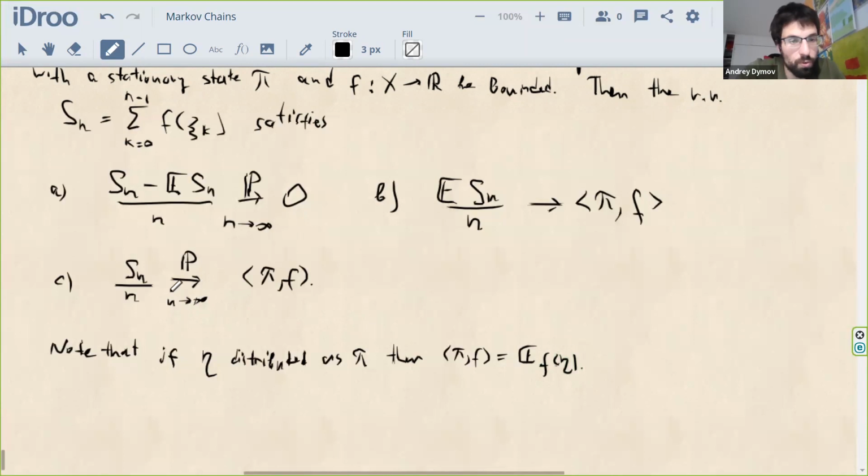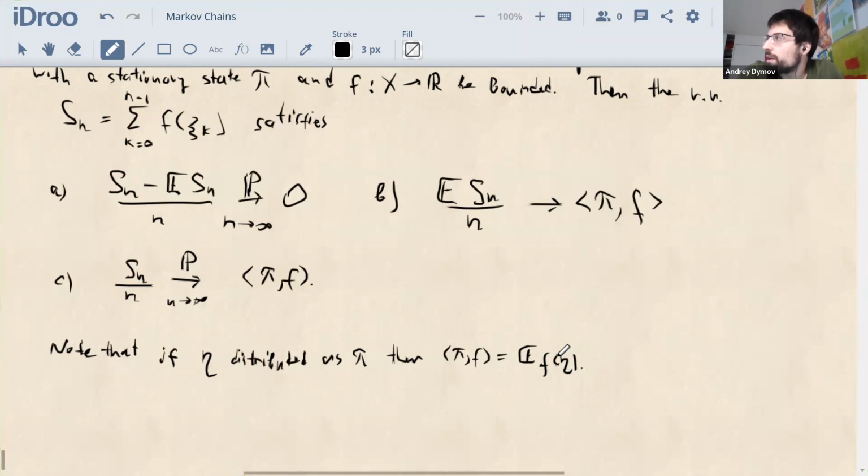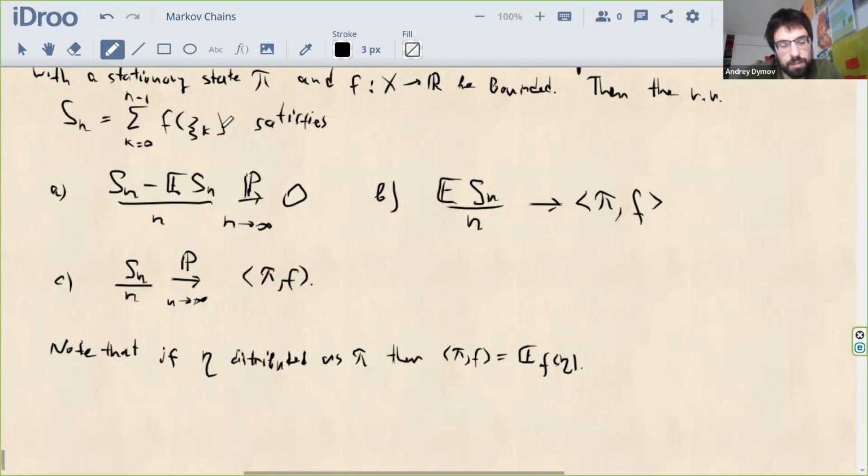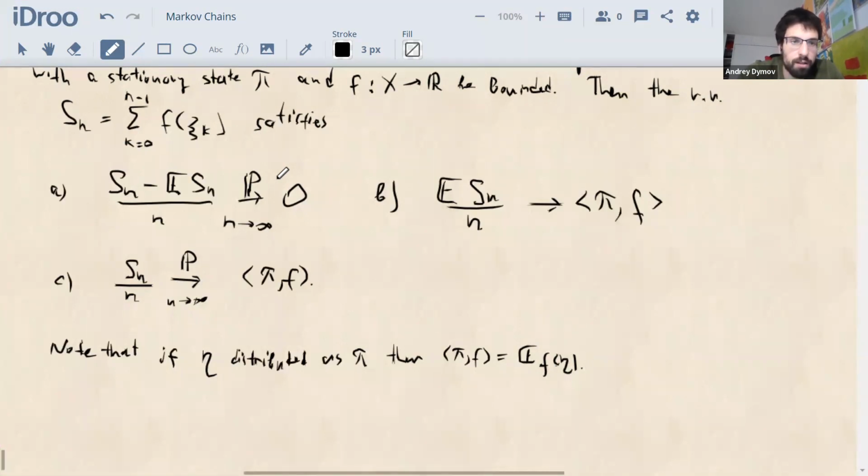So we also get that this converges to the expectation of something, but of some random variable eta. This random variable eta has quite a complicated relation to the random variables psi k. Our Markov chain is exponentially ergodic, and this means that we have convergence to the stationary state.